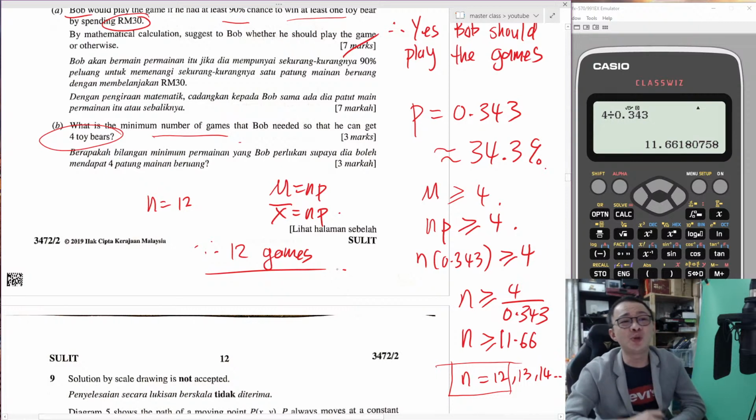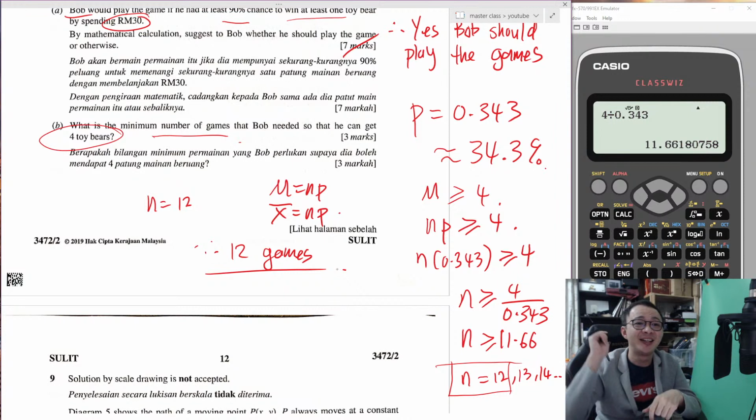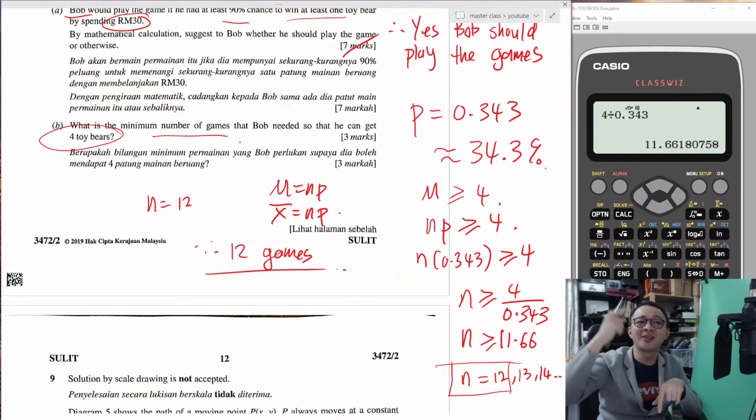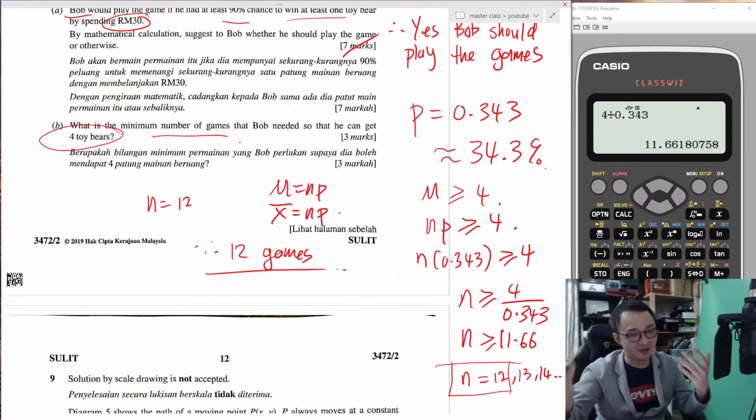Yes, you can still do (7/10) to the power of 3. If you learn about probability, you understand. If every time I hit is 0.7, and you want to hit 3 times, if you draw the tree diagram, it's 0.7 times 0.7 times 0.7. Yeah, you can do that, no problem.